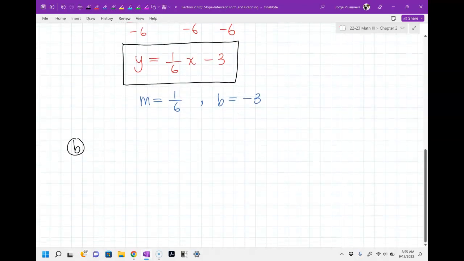So, all right, part B. Let me see. I'm looking for another one that's a little tricky, but this one's pretty cool. Here you go. 3x minus 2y equals 0.